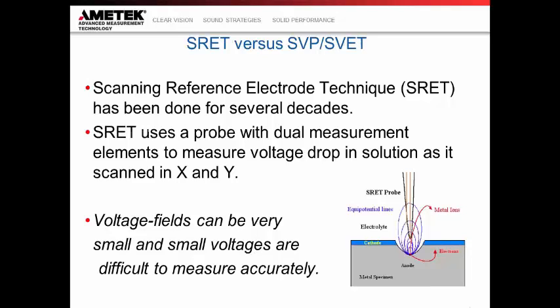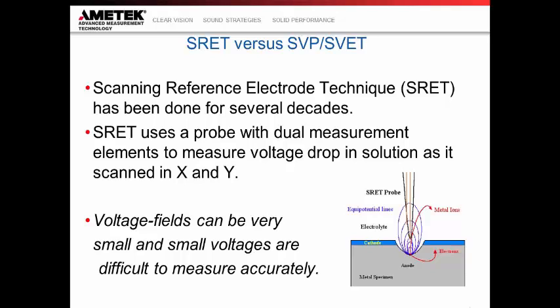The scanning reference electrode technique, or SVET, has been done for decades. SVET uses a dual measurement probe. So we think about one probe that's got two different platinum wires. What was happening is you would measure the voltage drop between those two platinum wires.